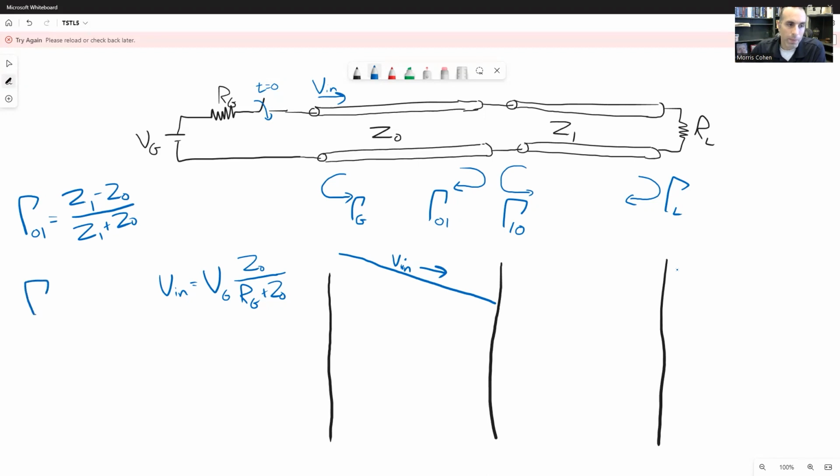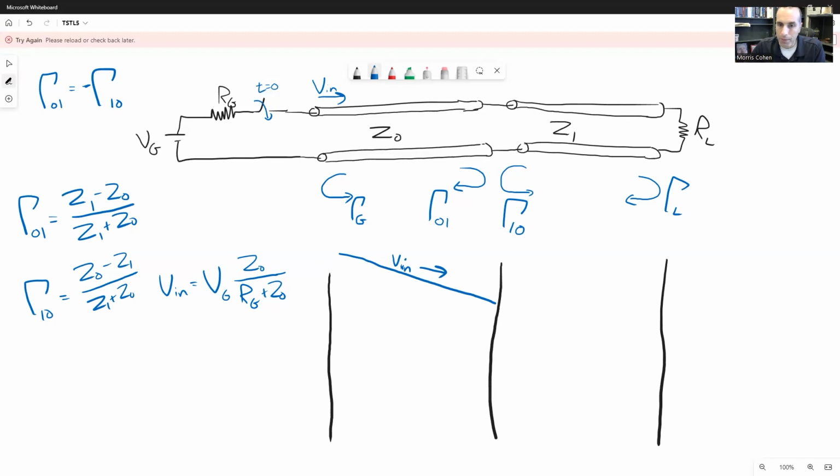We can also define gamma 1, 0, which is the same, except we're swapping what is the line and what is the load. And so Z1 and Z0 basically are swapped with each other. Z0 minus Z1 over Z1 plus Z0. From this, you can probably see right away that gamma 0, 1 equals negative gamma 1, 0. You have the same reflection coefficient for the waves coming in different directions. They're just multiplied by -1 with respect to each other. Anyways, armed with this knowledge, let's carry this wave on.